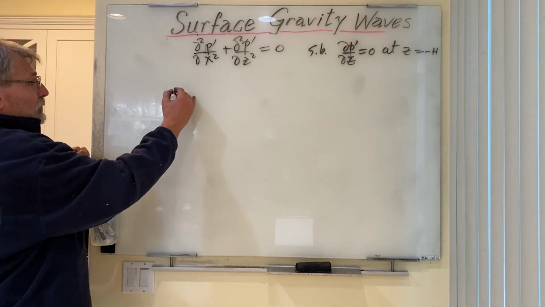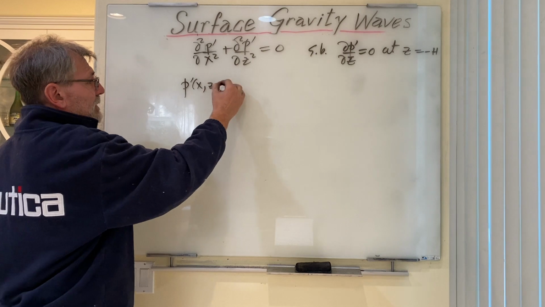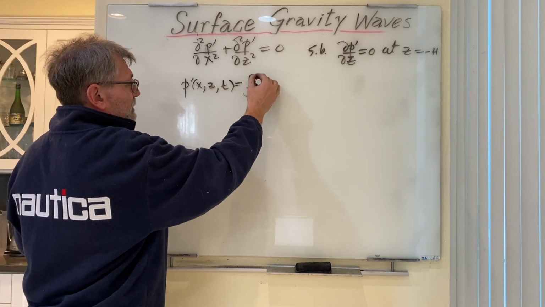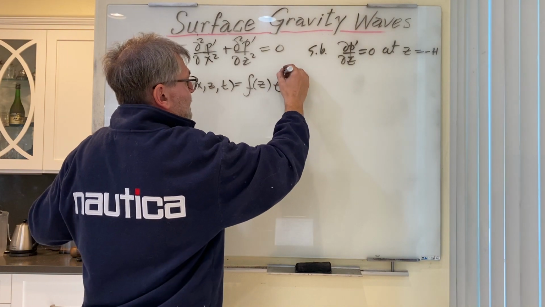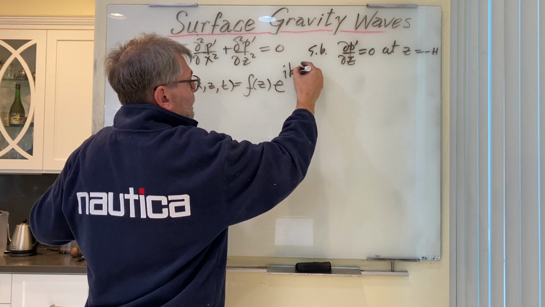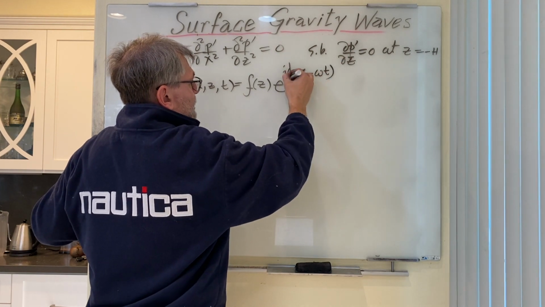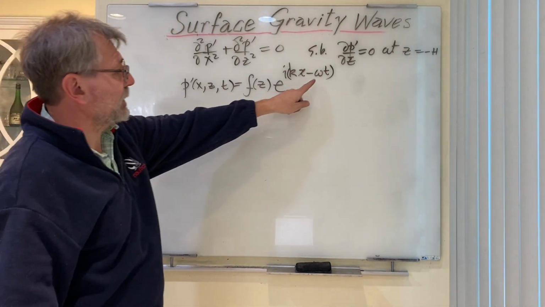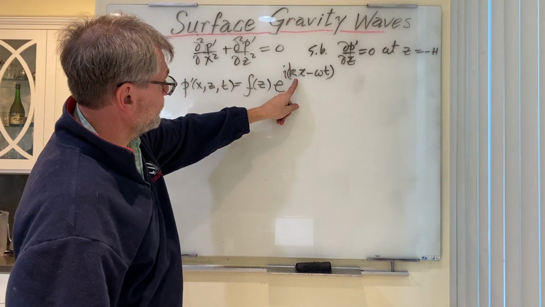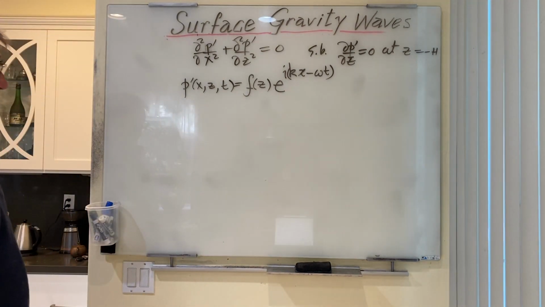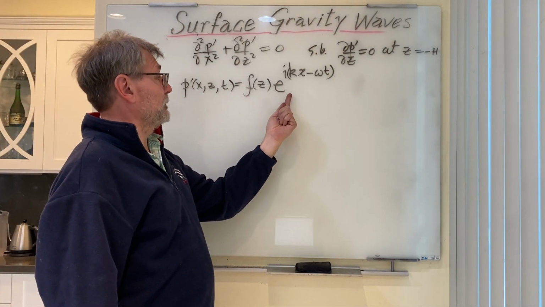All right, and then we're going to look for a solution of this form. p prime of x, z, and t is going to be some function of z, which I need to determine, times a wave form, e to the i(kx minus omega t), where omega is the angular frequency and k is the wave number. And you'll see now why this is a useful form of the solution.